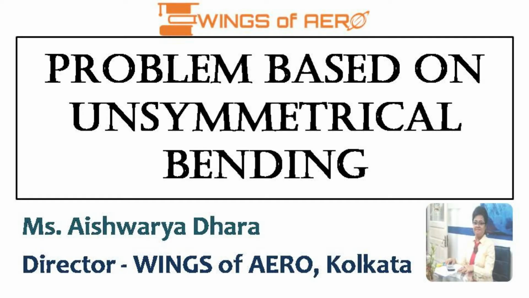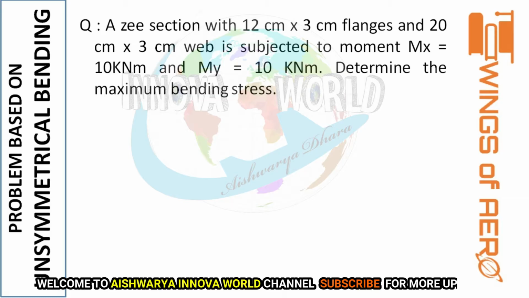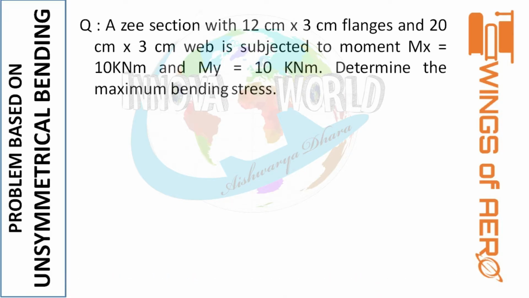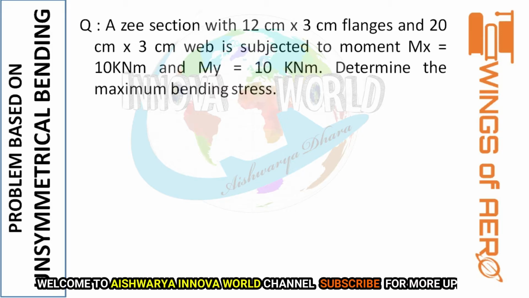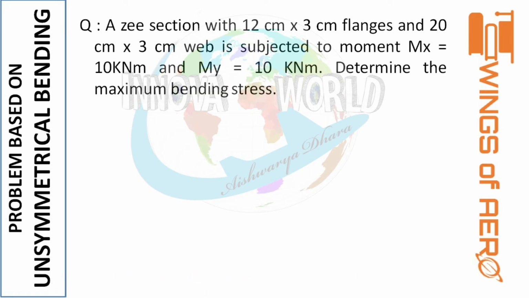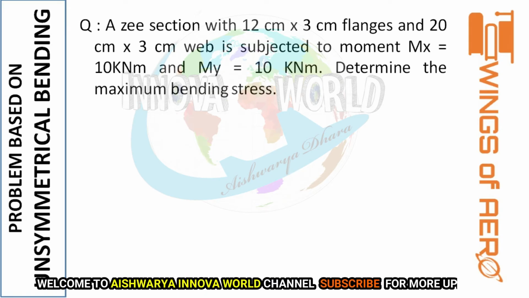Today we'll see a problem based on unsymmetrical bending. So come to the first question. A Z section with 12 cm cross 3 cm flanges and 20 cm cross 3 cm web is subjected to moments Mx equals 10 kN meter and My equals 10 kN meter. Determine the maximum bending stress.